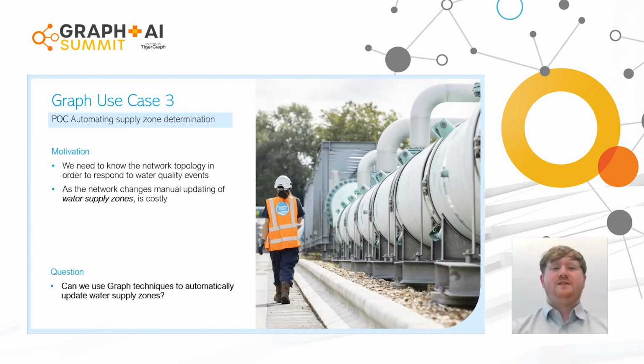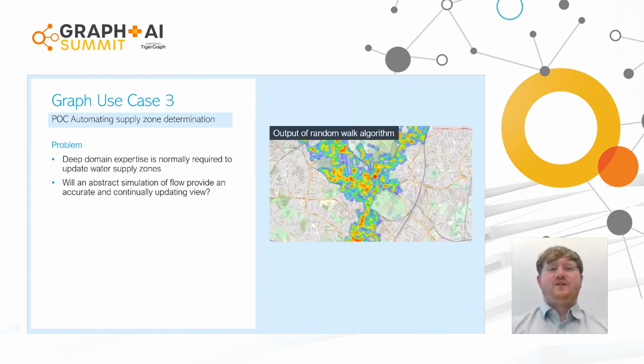And so the question is, can we use these graph techniques to automatically update the water supply zones instead of the manual processes? And so the approach that we took was a combination of the domain expertise. We worked with these people that had experience updating these water supply zones, learned what we could from them, and tried to abstract their knowledge into an algorithm. And it might not be 100% correct, but it would give us the best solution that we could in the short notice that there is. And we did this by using a random walk algorithm.